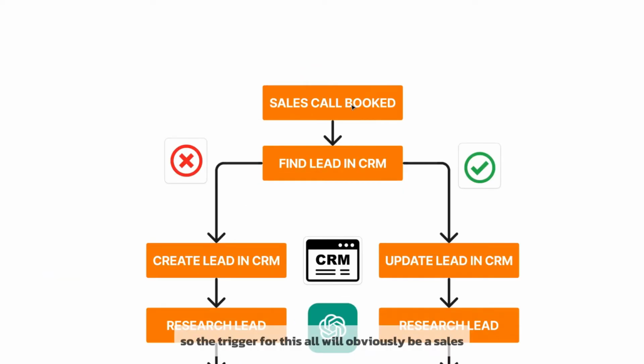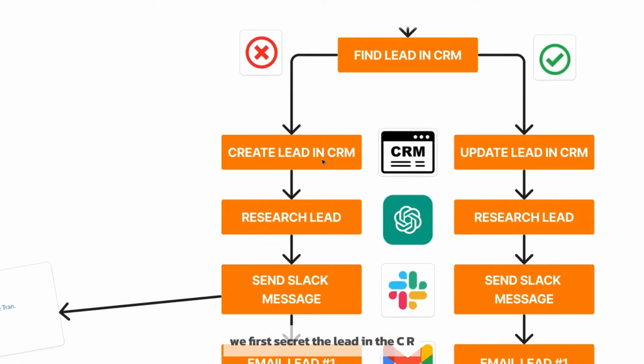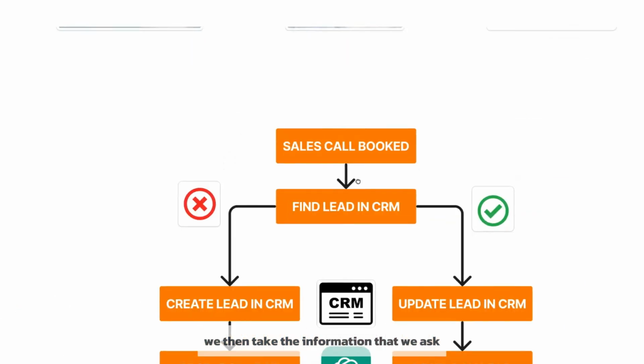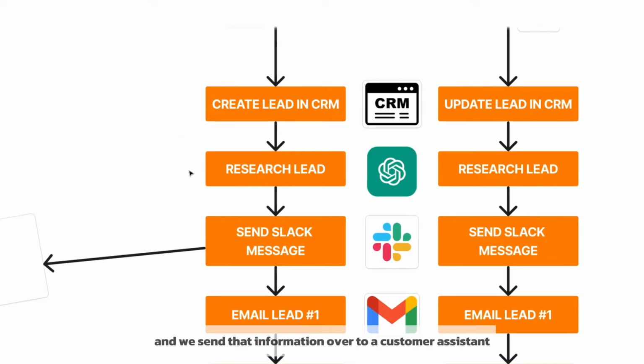The trigger for this will obviously be a sales call being booked. If you're using Calendly, you'd connect Calendly and use that. We then do the exact same thing we did previously, which is actually try and find that lead in a CRM. If it doesn't already exist in the CRM, we firstly create the lead in the CRM and assign it a specific stage of them having a sales call booked. We then take the information that we ask within the Calendly form or the booking form, such as the company website, their field, the, I don't know, ideal client, the revenue, and we send that information over to a customer system to actually research the lead.